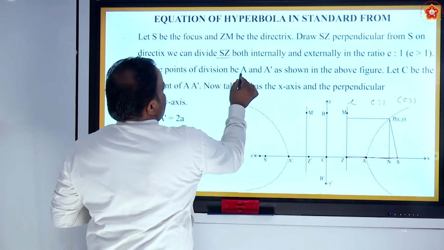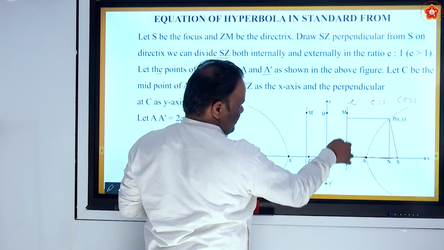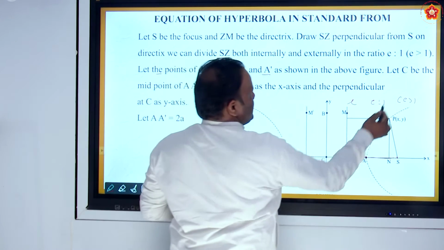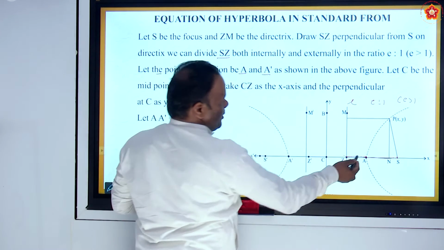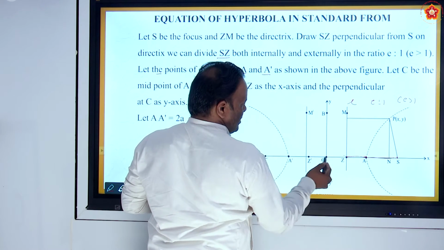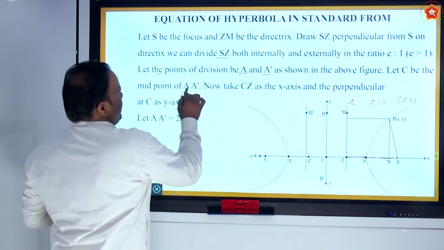Let the points be A and A dash, as shown in the below figure. See, this is the figure. Let C be the center, the midpoint of A to A dash. C is also called the center of the hyperbola, the midpoint of A A dash.